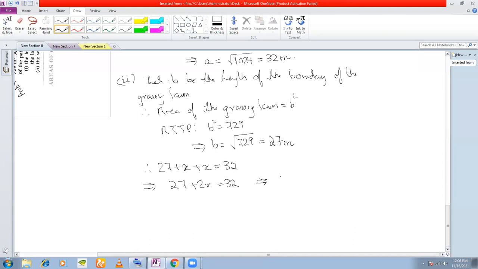And that means 2x is equal to 32 minus 27. That means 2x is equal to 5. That means x is equal to 5 by 2 meters, which is equal to 2.5 meters, right? So this is the width of the path around it.